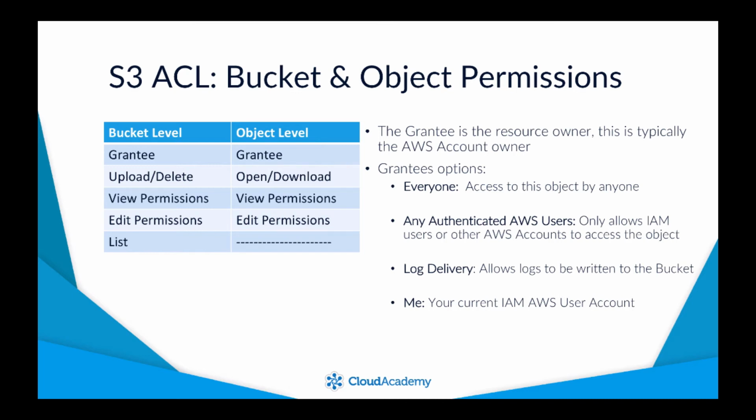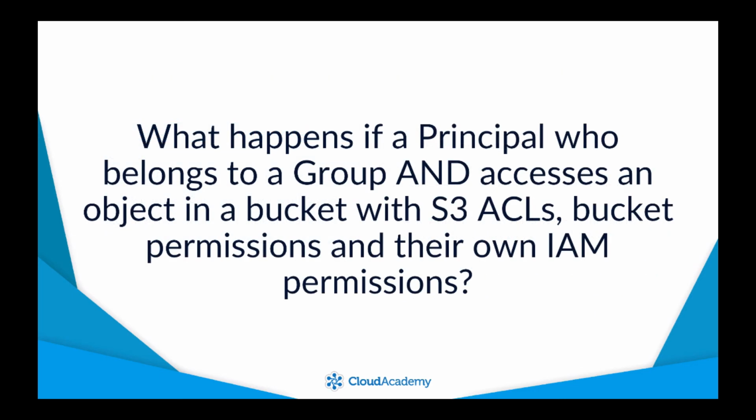From within S3 via the AWS Management Console, these permissions can be applied through a series of checkboxes, and if all options are selected, then that grantee is considered to be authorized to have full control of the object. You can have up to 500 grantees on any object. We have spoken about a number of ways an identity or principal can be authorized access to a resource or object within AWS. But what happens if a principal who belongs to a group and accesses an object in a bucket with S3 ACLs, bucket permissions, and their own IAM permissions?